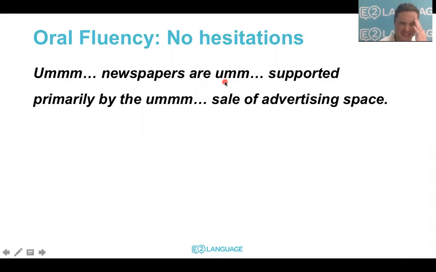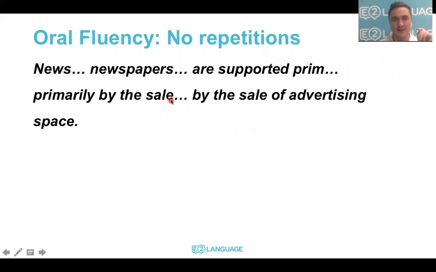Newspapers are, what is it? Supported primarily by the sale of advertising space. Don't do that. No ums, no ahs. Repeat the sentence without umming and ahhing.